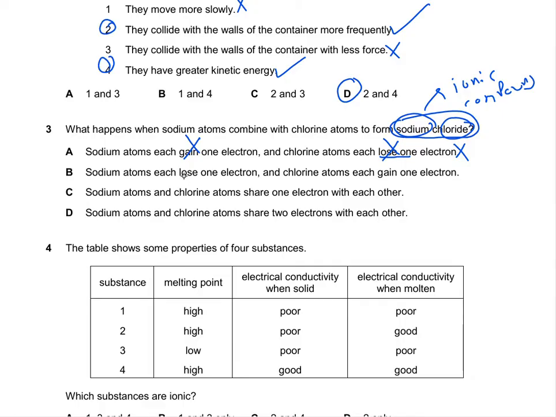Sodium atoms each lose one electron? Yes, sodium is a metal and it loses one electron as it's in Group 1. Chlorine atoms each gain one electron? Chlorine is a nonmetal, so it gains electrons, and it's in Group 7, so it gains one electron. So the answer is B.